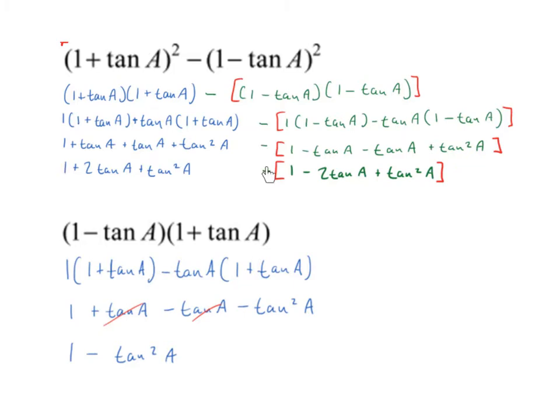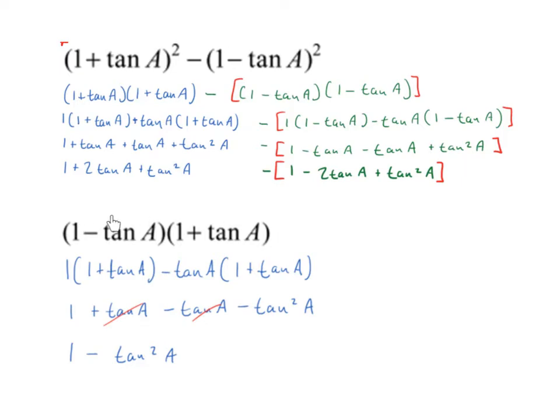So the 1 and the minus 1 will cancel, and the tan squared A and the minus tan squared A will cancel, leaving us with 2 tan of A minus minus 2 tan of A, which is 2 tan of A plus 2 tan of A, which is 4 tan of A.